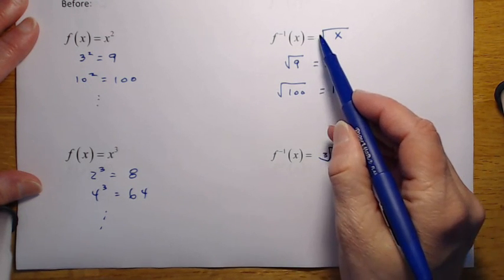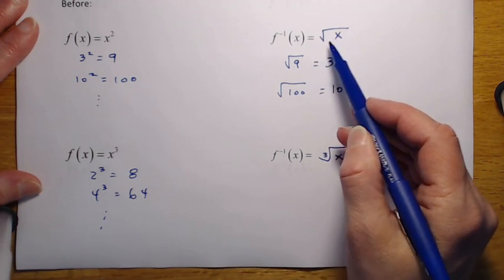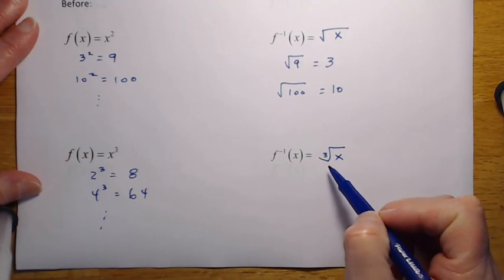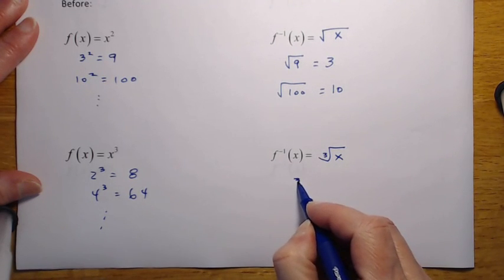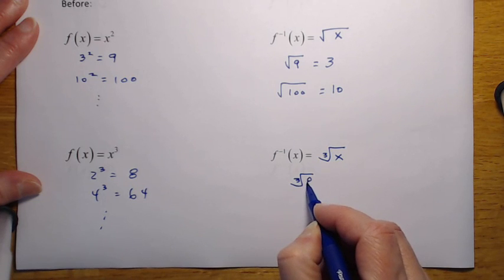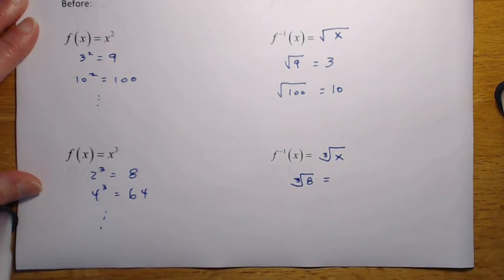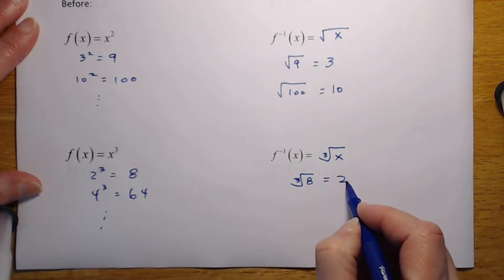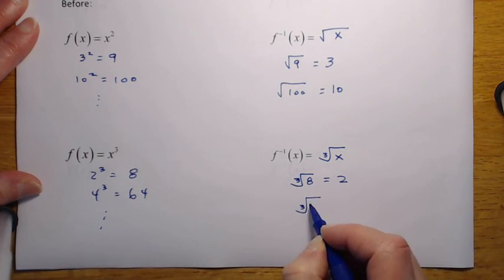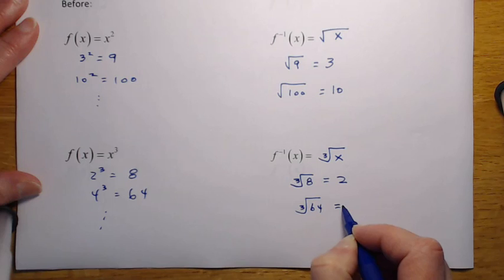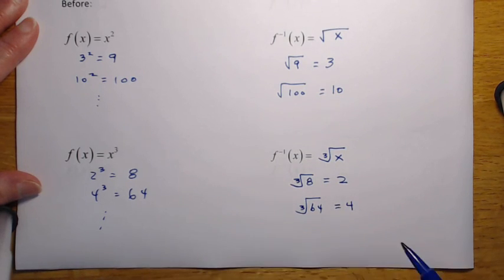Most of the time you will not see the 2 written there. It's assumed when no number is written there, it's a square root. But if we want cube root, we do this. So again, if we want the cube root of 8, we have to come back here and think, what number cubed gives us 8? Well, that would be 2. And similarly, the cube root of 64 is 4, because 4 cubed is 64.